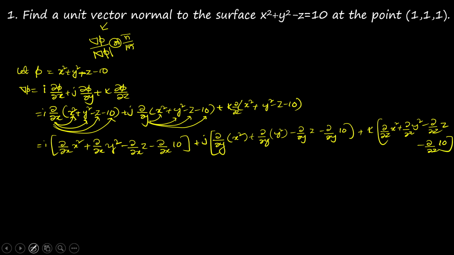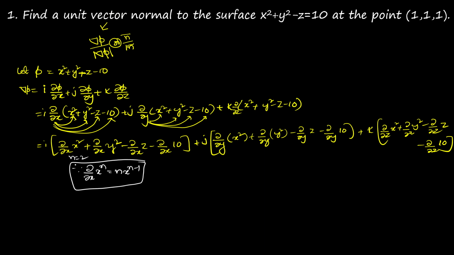Here, partially differentiating with respect to x, we have the formula dou by dou x of x to the power of n equals n into x to the power of n minus 1. Here n is equal to 2. Now substitute: i of 2x to the power of 2 minus 1. Next, dou by dou x of y square: differentiating partially with respect to x, except x, all remaining terms are constants, so the derivative is 0. The derivative of z is also 0, and differentiating 10 with respect to x is also constant, 0.